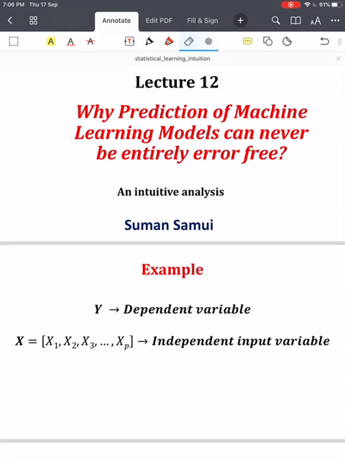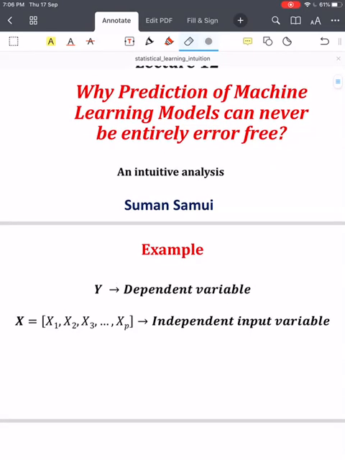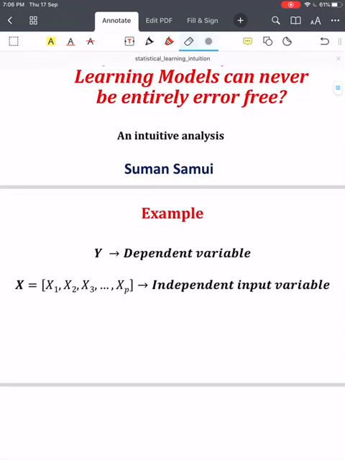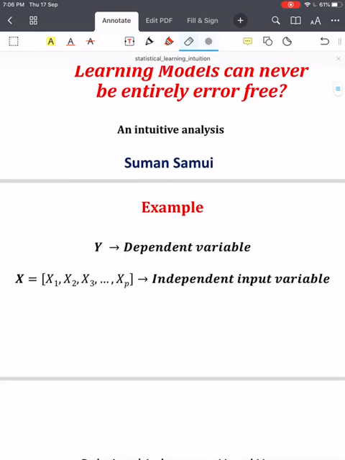So in this video, I will try to present an intuitive analysis based on statistical learning of why this happens and what the different types of errors are that can be reduced in machine learning.